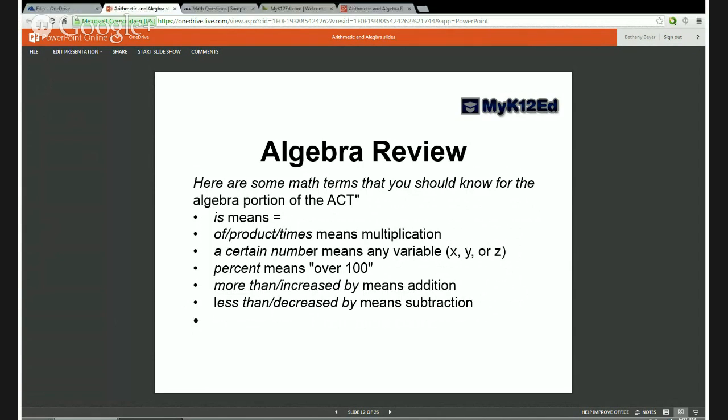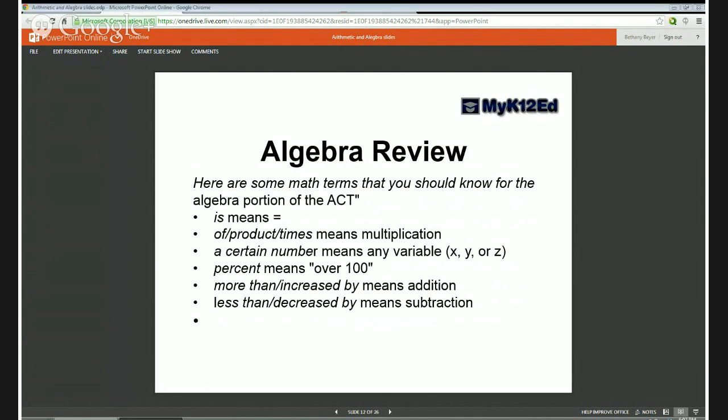A certain number just means any variable. It could be x or y or z. So sometimes they might not give you the variable. They'll just say a certain number, and you can plug in your own variable, and it does not matter what letter you choose, just as long as you know what you're using. Percent just means over 100. So if you see percent in a word problem, you can always write it over 100.